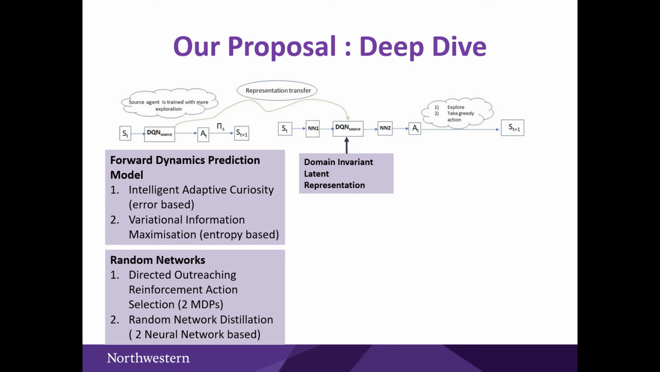So whatever our source agent has learned, we want to transfer that to our target domain. Now the target domain transfer happens through two things. One is the domain invariant latent representation, which is directly taken from the source, and the second one is the domain specific representation, which is NN1 and NN2 here, in which the weights get updated based on what it wants to learn in the transfer in the target domain. So this is how we are going to do transfer learning in future.